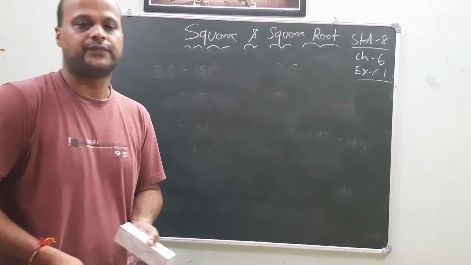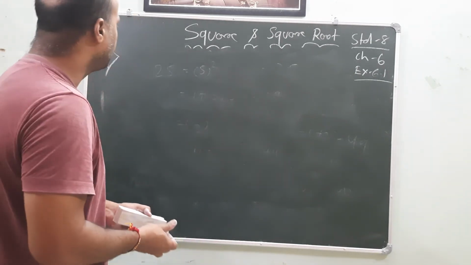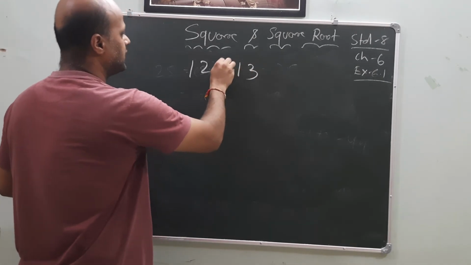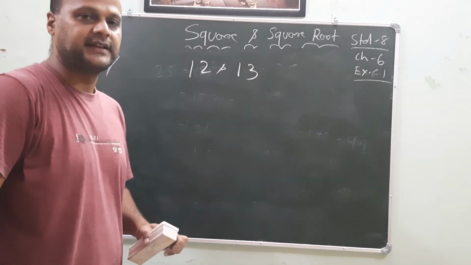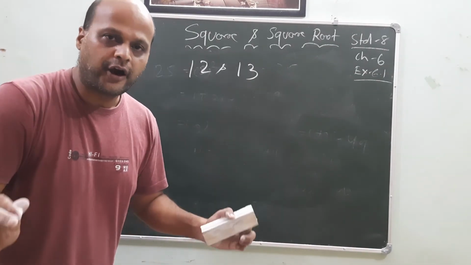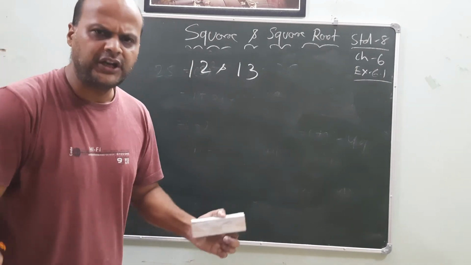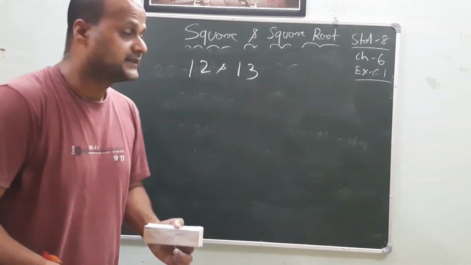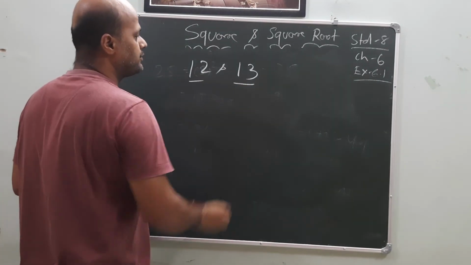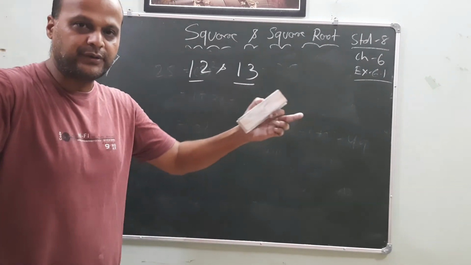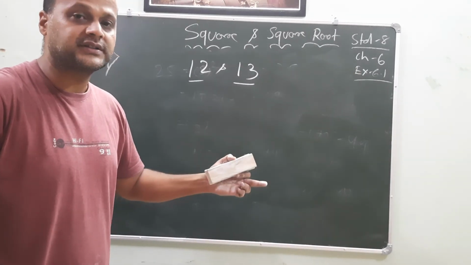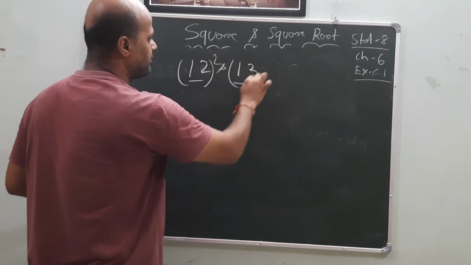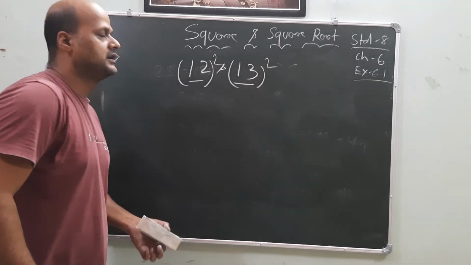Understood? Okay. Now come to the point. What is that? 12 and 13 are two numbers. It's saying that find out how many numbers lie in between these two numbers. Lies means in between these two numbers, how many numbers are there? Means squares of the numbers. Between the squares of numbers, how many numbers are there?